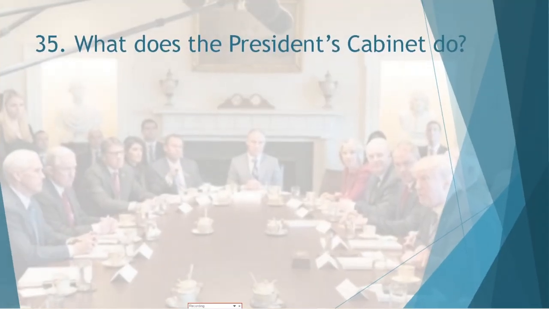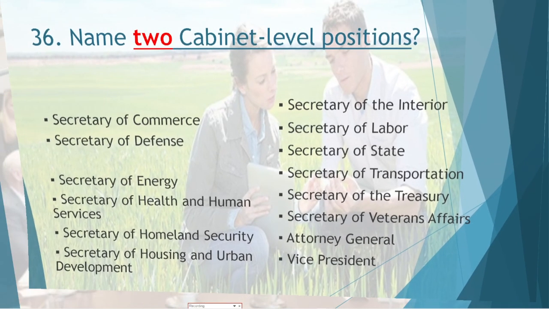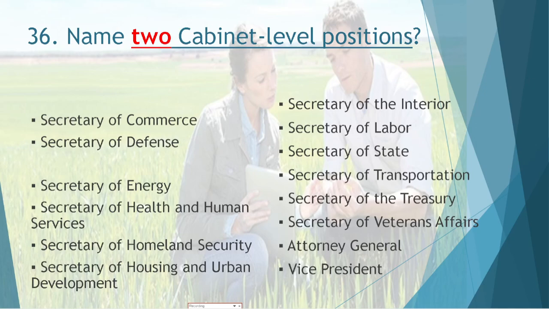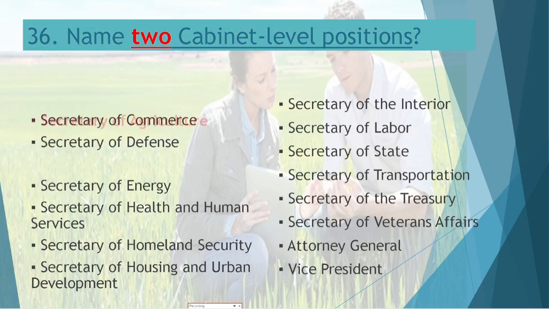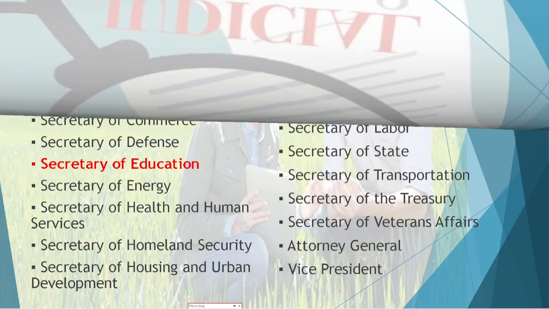What does the president's cabinet do? Advises the president. Name two cabinet-level positions. Secretary of Agriculture, Secretary of Education.